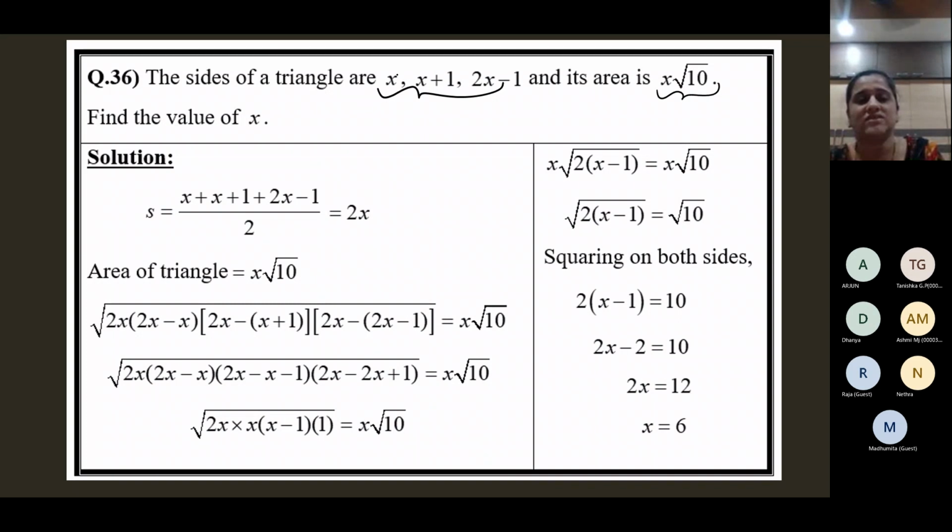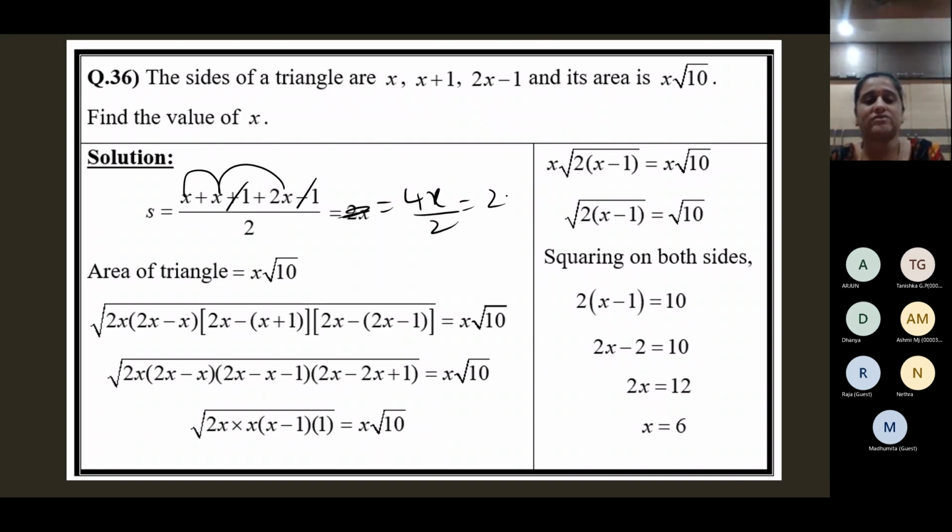So these are the sides, x plus 1 and 2x minus 1. Add everything and divide by 2. Plus 1 minus 1 gets cancelled. And then 2x plus x, 3x, plus x, 4x. 4x by 2, which is 2x.